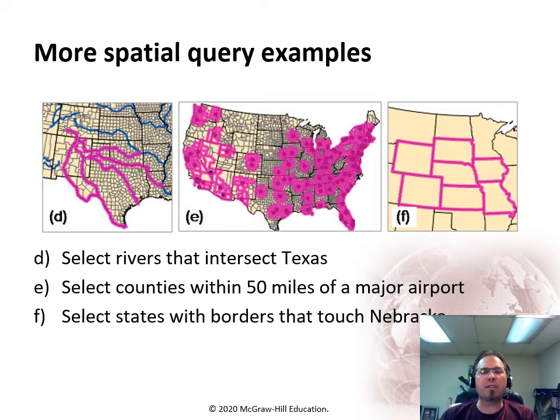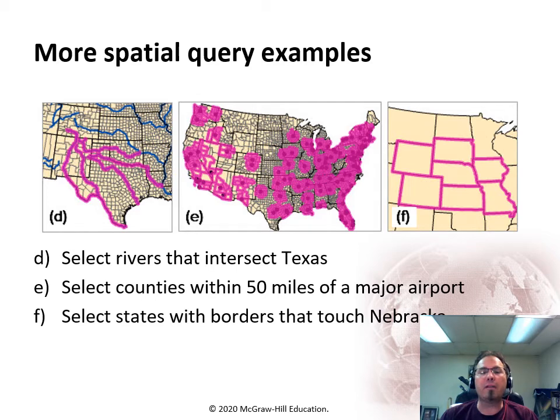Here are a few more examples. Select rivers that intersect Texas. You'll notice here in the box labeled D that the rivers actually go outside the state of Texas, which makes sense because they flow and don't just get cut off. If you wanted it cut off, you'd have to use the clip tool, which we'll get to in a bit as well. Select counties within 50 miles of a major airport.